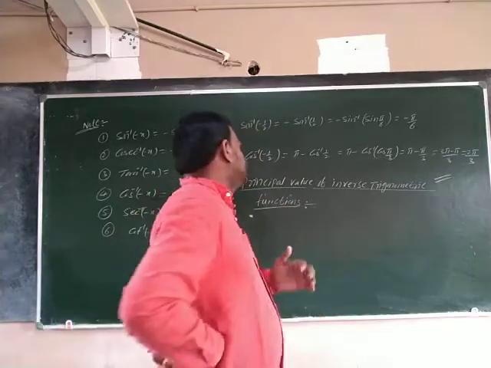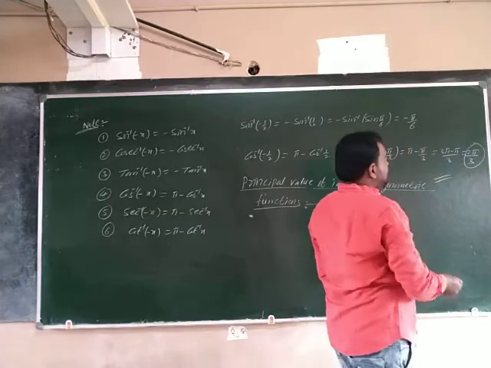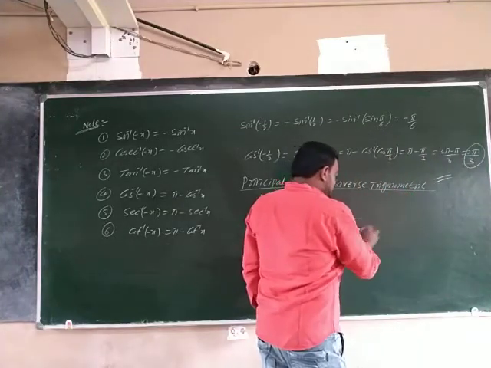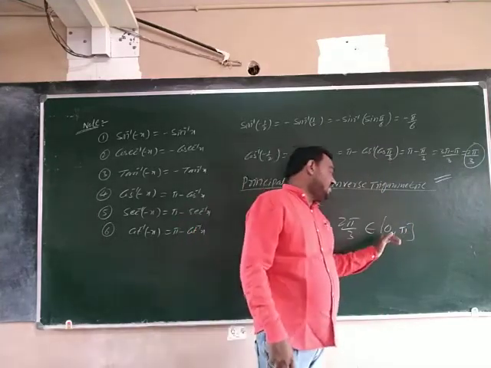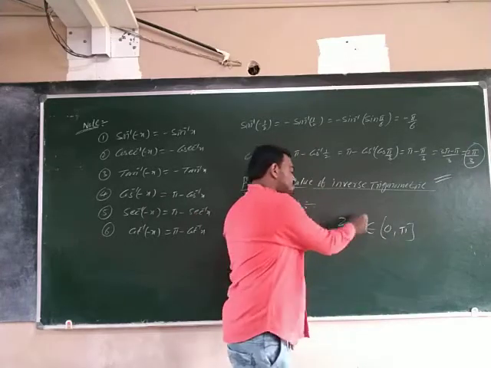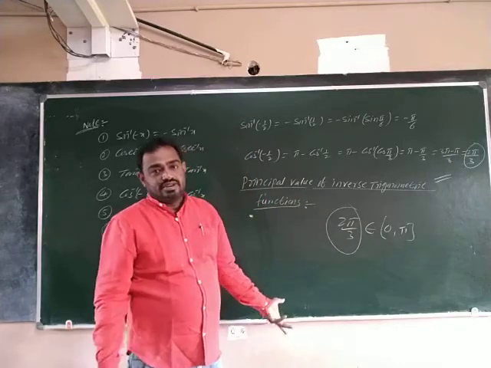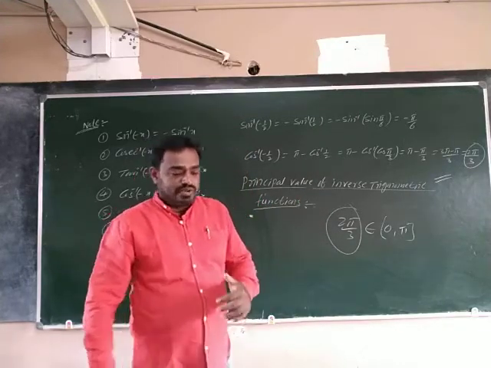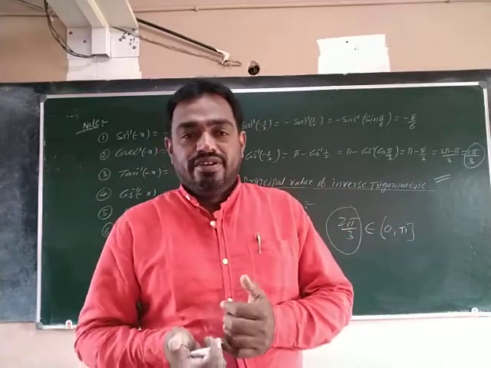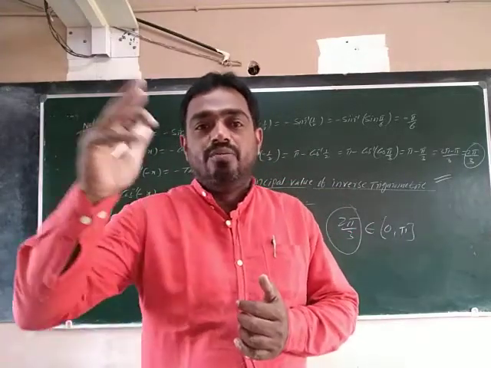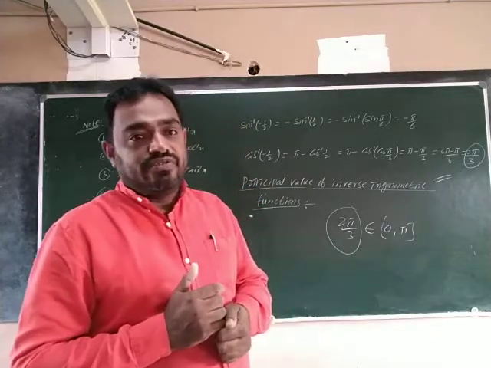So how are we solving? Like this we are solving. This 2 pi by 3 belongs to 0, pi. 2 pi by 3, 120 degrees, lies between 0 to 180. So this 2 pi by 3 value is called the principal value of cos inverse here. So what is the definition of principal value? Which value of the inverse trigonometric function lies in the principal value branch, that value is called the principal value of inverse trigonometric function.